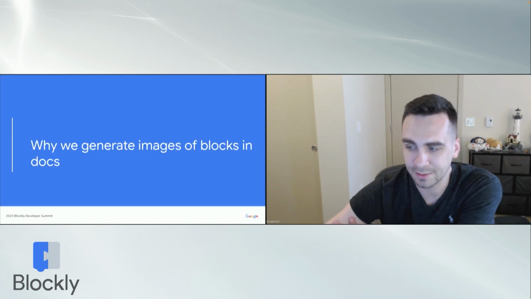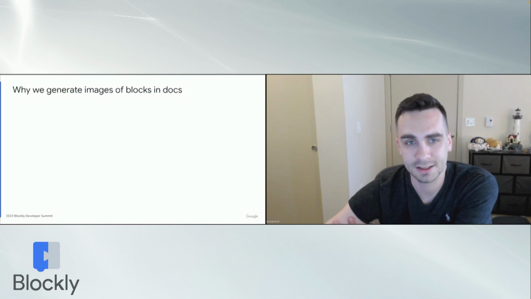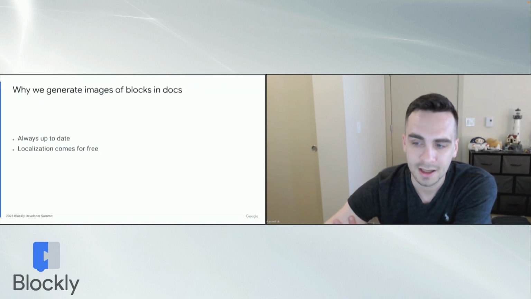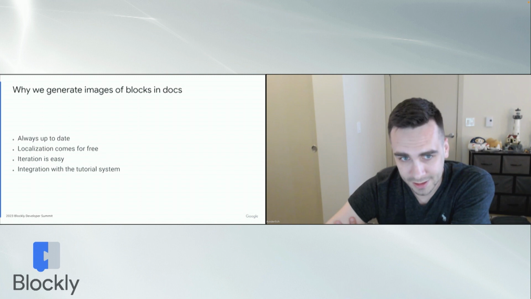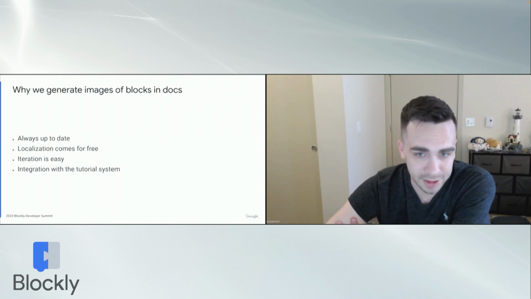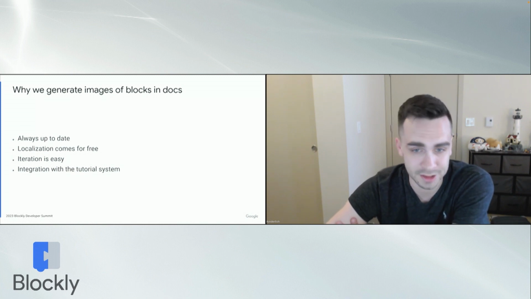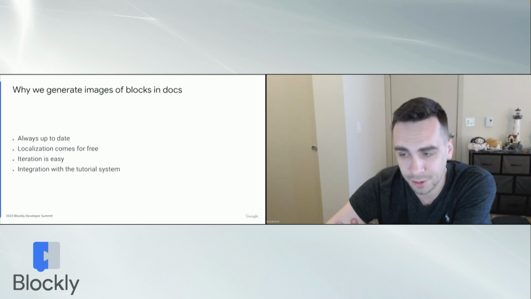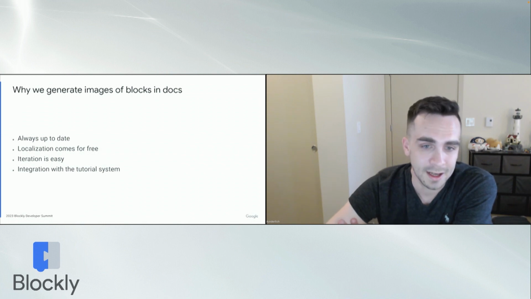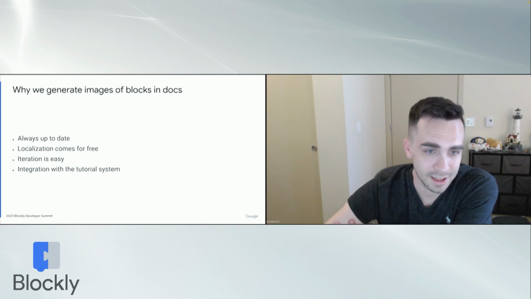So why we generate images of blocks and docs. We have a few different reasons. Number one is that they are always up to date. If we change the wording of a block or if we add a custom field editor, we can push those changes without recreating associated images. This can be really important when we make changes that impact lots of tutorials, and it's just a small wording change that doesn't really need to be updated. It makes it so we don't have things that are just out of date for years in our tutorial system.